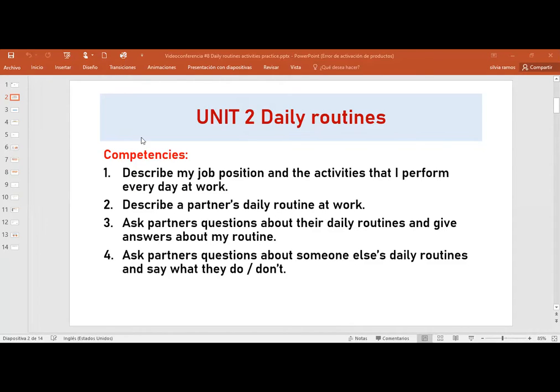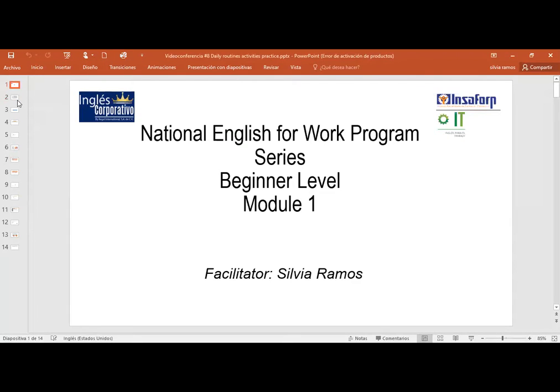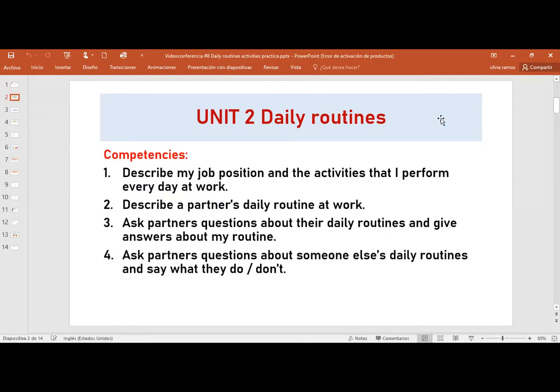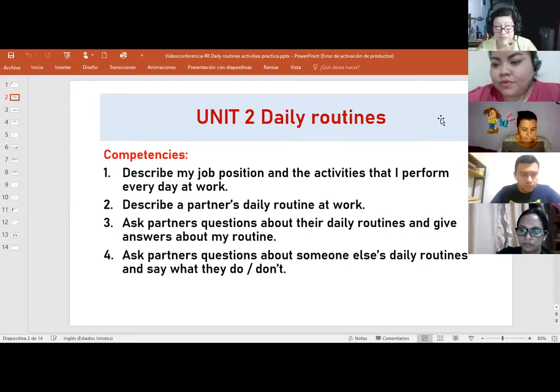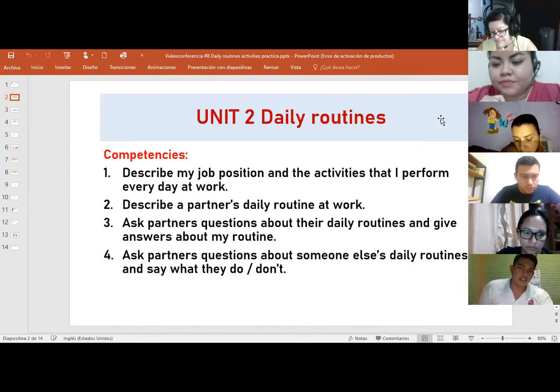Okay, so we have 7 students now. We are going to start with the class. I remember we are going to do the National English for Work program, my beginner module. And we will continue here with unit number 2. Hello, can you please read number 1?